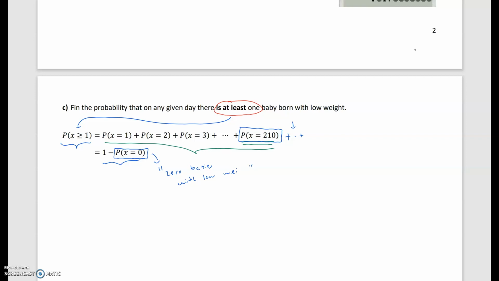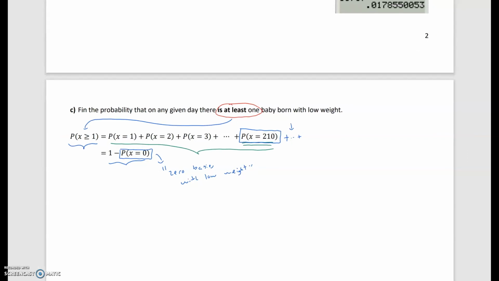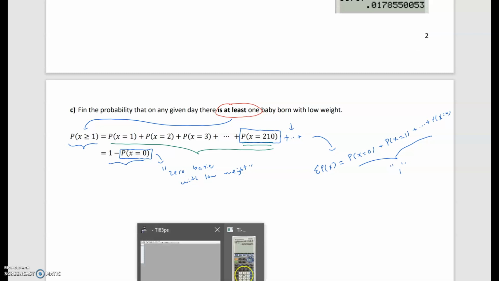Wait, I misspelled this. So it'll be weight. And then another thing I wanted to mention is the sum of all the probabilities. So in this case, the sum of P of X represents X equal to 0 plus X equal to 1 plus all the way to X equal to N. All of these add up to 1. So that's why when we're getting the complement, we subtract the probability of 0 from 1, and that's going to give us the actual event of greater than or equal to 1.